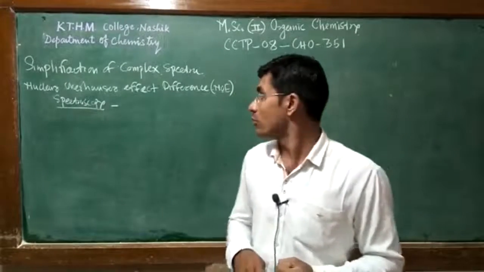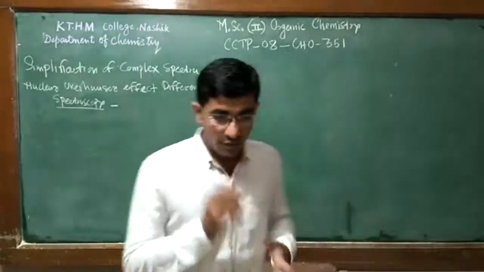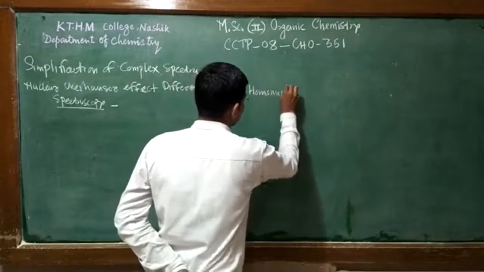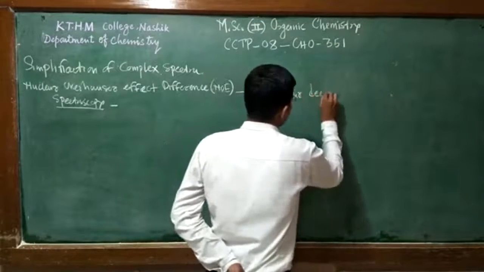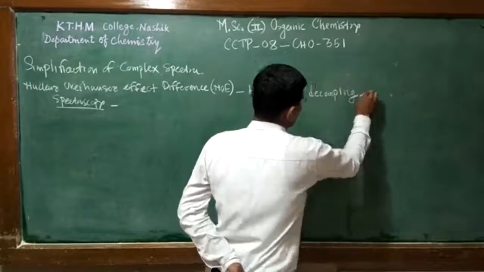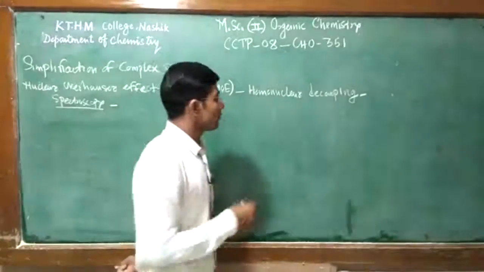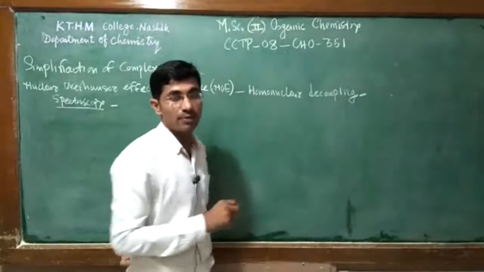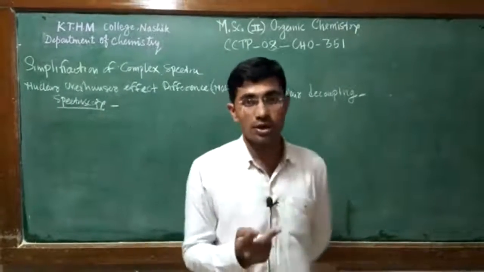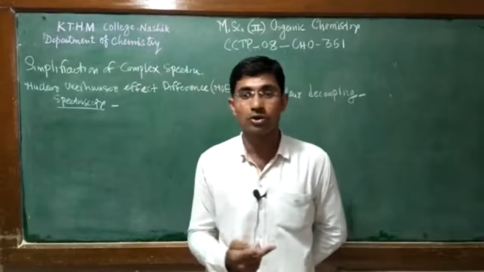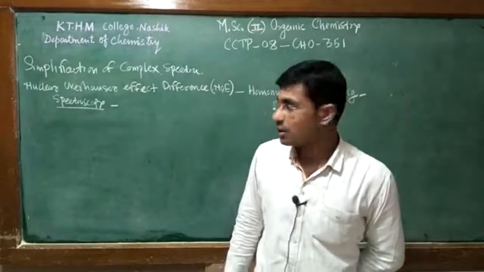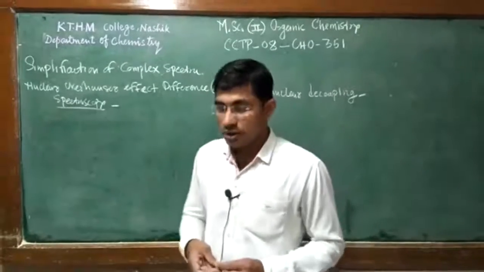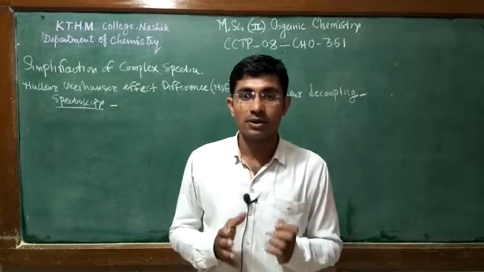In the nuclear Overhauser effect in NMR, we use homonuclear decoupling. In 13C NMR, in this technique, heteronuclear decoupling is used, but here it is homonuclear decoupling, meaning both are protons. And during this, remember that in the nuclear Overhauser effect, homonuclear decoupling is used.